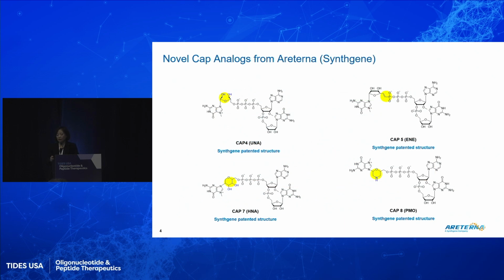If you look at the structure, those are a few novel cap analogs from Synthgene. Cap 4 is an open ring. It's highlighted in a yellow circle. Cap 5 is the one with a double bond. Cap 7 is a 6-member ring instead of your normal pentose sugar. And Cap A is a morpholinol structure.